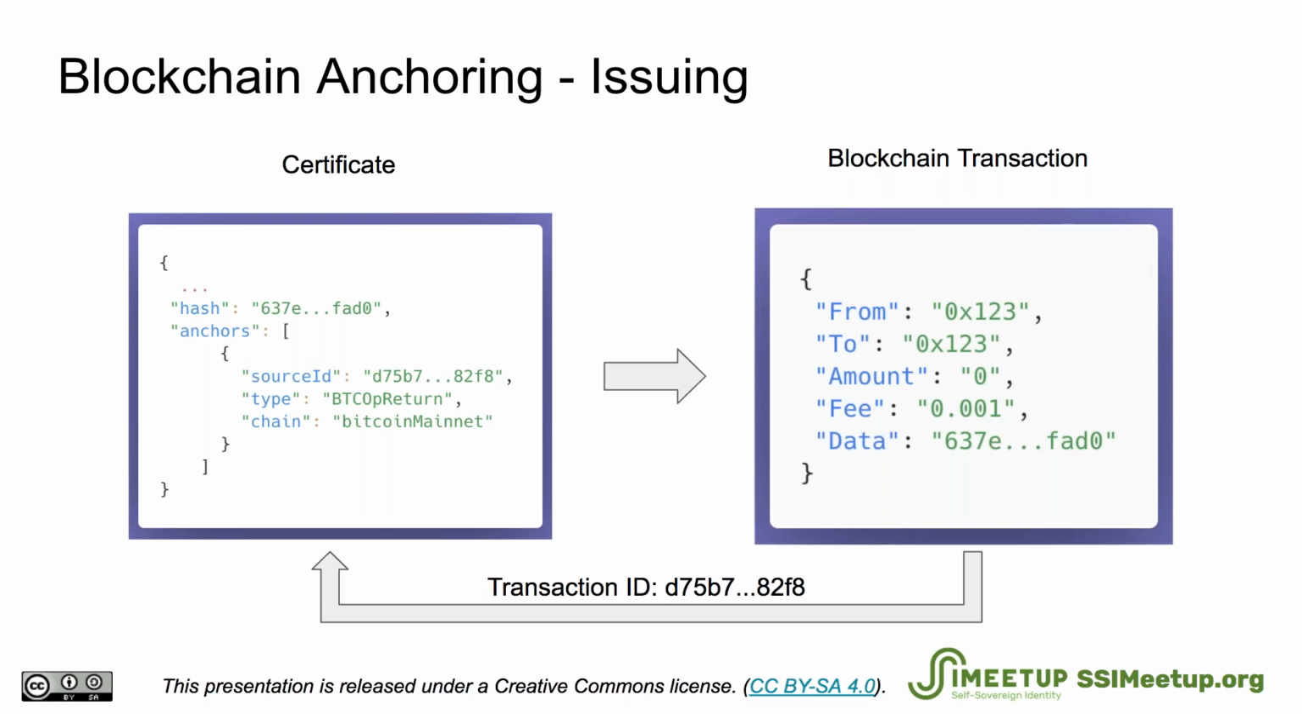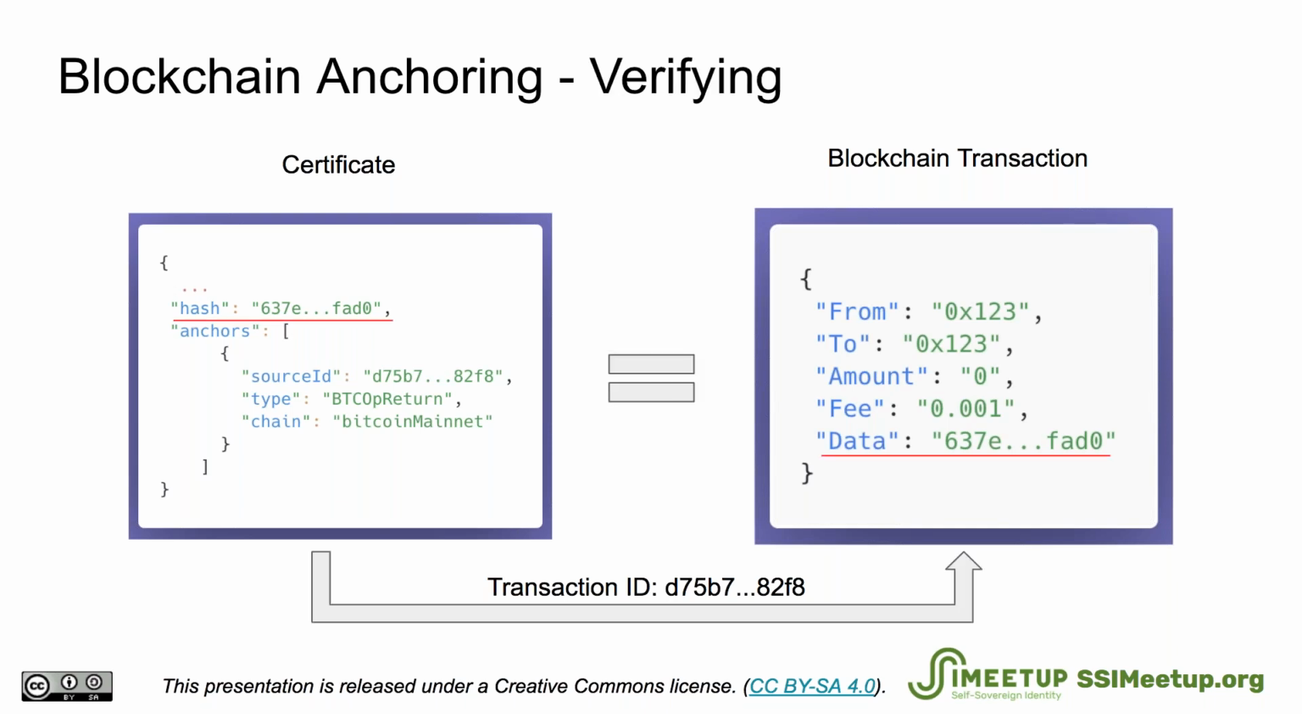So Daniel, if you go to the next slide here, now that we've issued the certificate, we can basically do the reverse, where we take the certificate file, we find the transaction ID in the anchor field, we look up the blockchain transaction on the blockchain network, and we verify that the data field has the same hash as the hash of the rest of the certificate.